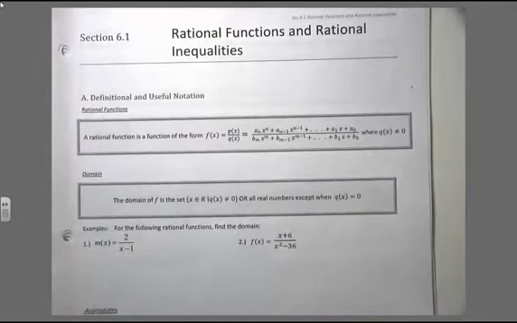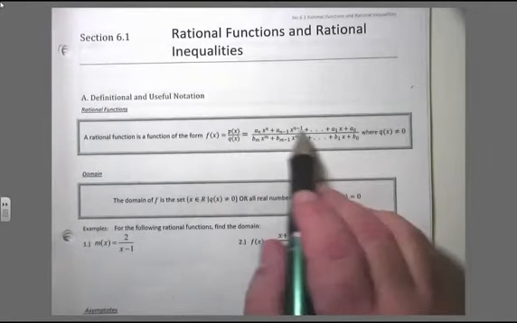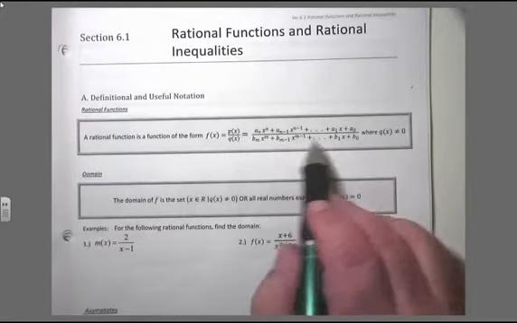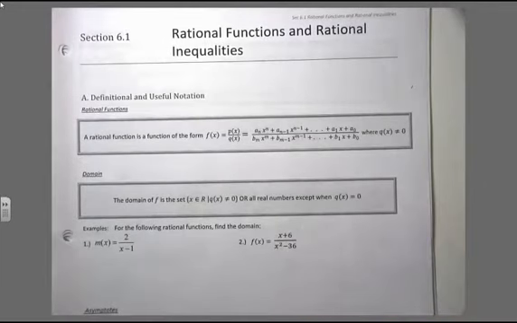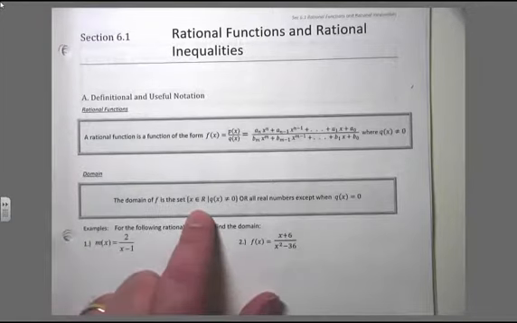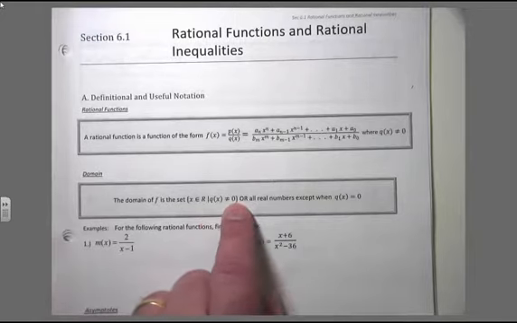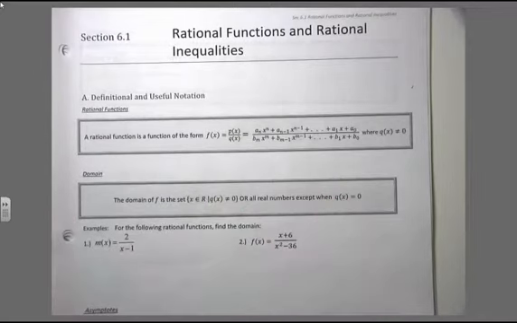A rational function is a function in the form of f of x equals p of x over q of x, where you have the p of x polynomial divided by the q of x polynomial, and q of x, the denominator, can't be equal to 0, because you'll violate rules of math if you divide by 0. The domain of a function is all real numbers except where the denominator equals 0. So all real numbers where the denominator doesn't equal 0. And that's what they're saying here.